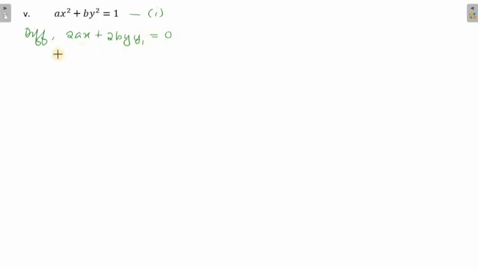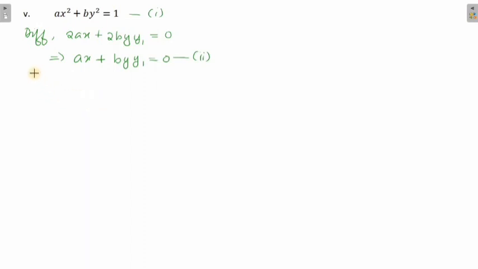From here, if you divide both sides by 2, the 2 gets cancelled, so only ax is left, plus similarly you get b y y1 is equal to 0 divided by 2, which is again 0. Call this equation 2. I hope you're clear. I'm basically applying the chain rule here. You remember our differentiation of implicit functions, there we have learned this. Fine. So we got our equation number 2.